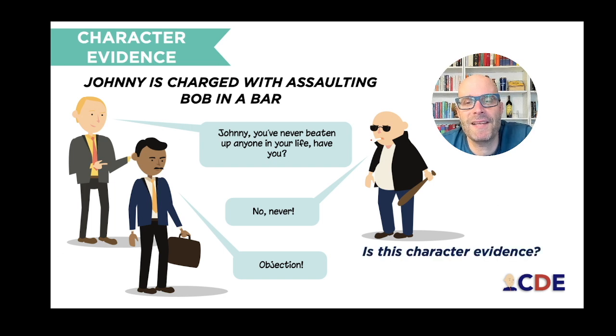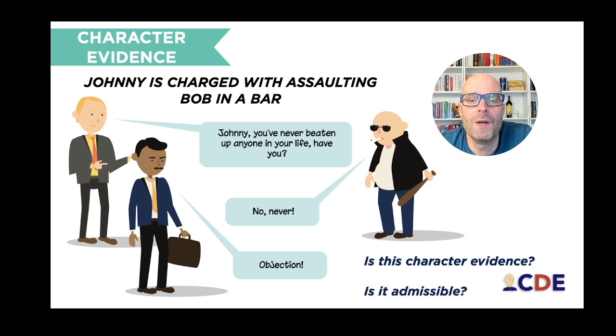No, never. Objection. This evidence is prejudicial. So, I mean, is this character evidence? Yes. It's reverse disposition evidence or good character evidence. What you're trying to show is that Johnny is not the type of person who would do this, as opposed to he is the type of person. Opposite sides of the same coin, but a little bit different for reasons I'm going to get into. Is it admissible? The answer is yes.